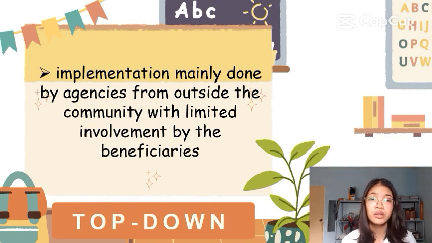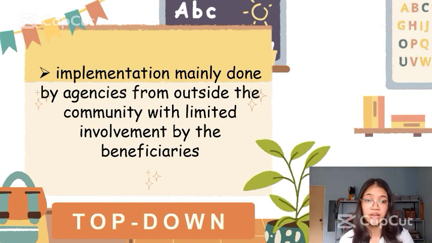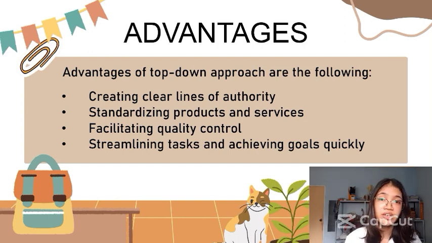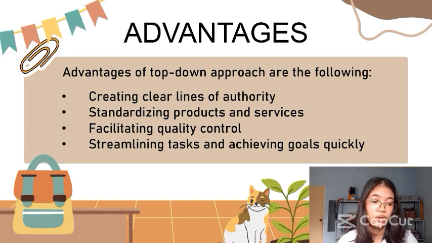For example, the Martha Stewart Living Company, owned and managed by lifestyle expert Martha Stewart. She makes the decisions, holds the most equity in the company, and drives the brand awareness due to her worldwide popularity. This approach has advantages: first, creating clear lines of authority. Second, standardizing products and services. Third, facilitating quality control. And last, streamlining tasks and achieving goals quickly.